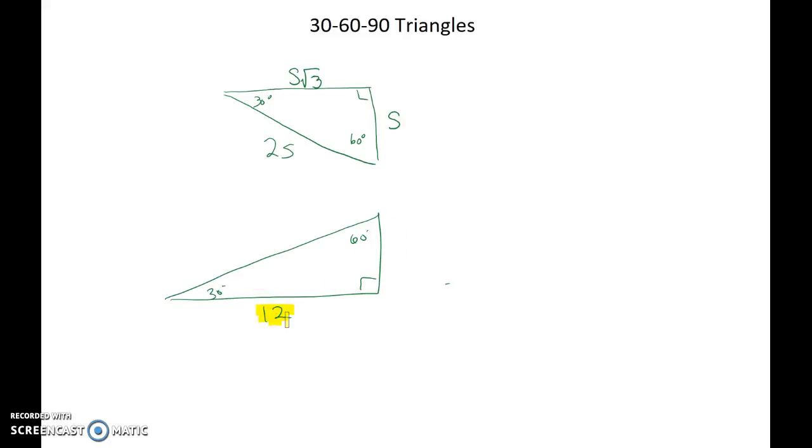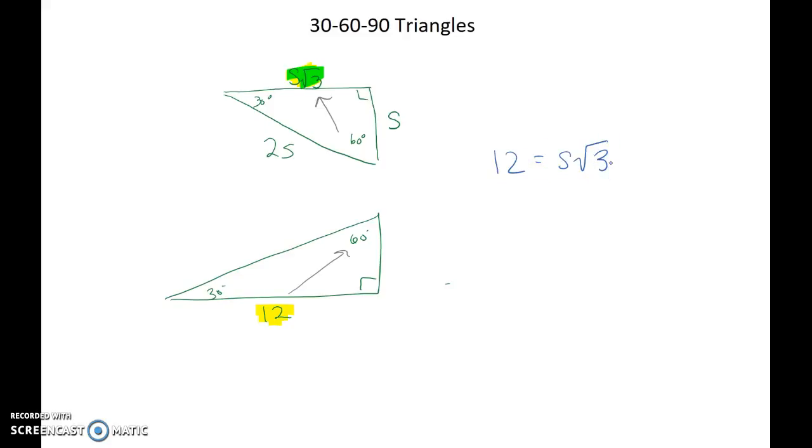Now let's look at where it is, guys. It's across from the 60. So if I want to compare it to something, I need to go to the one that's across from the 60 here. That's the one I'm going to highlight in the same color preferably, but I didn't, so whatever. These two that are highlighted are going to be comparable to each other. So that's going to be the equation. I'm going to do 12 is equal to s root 3.